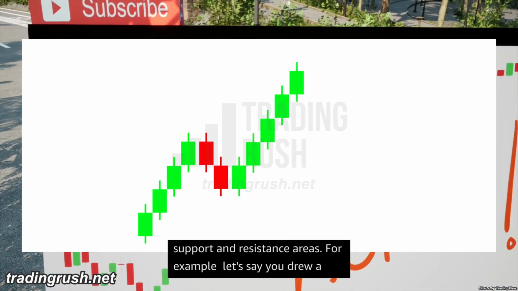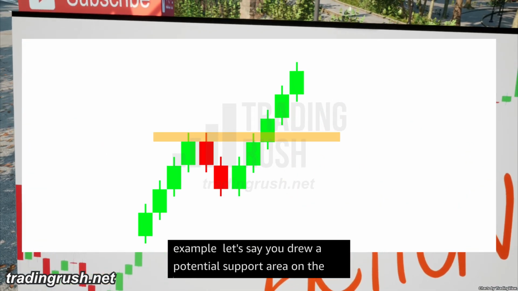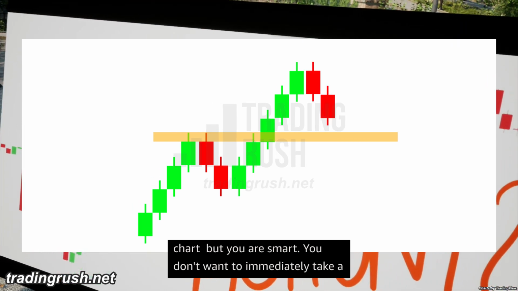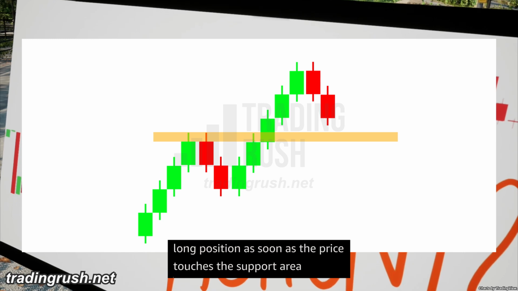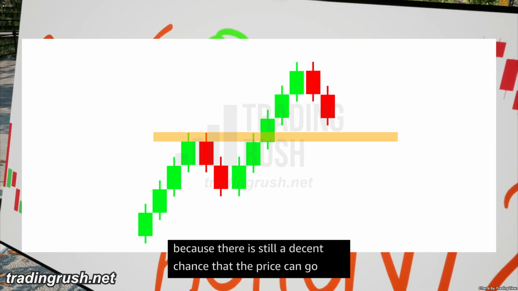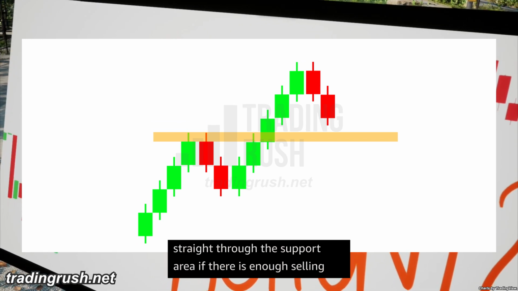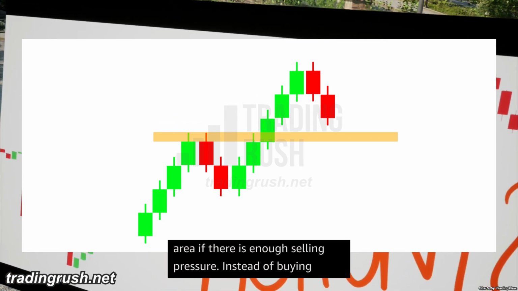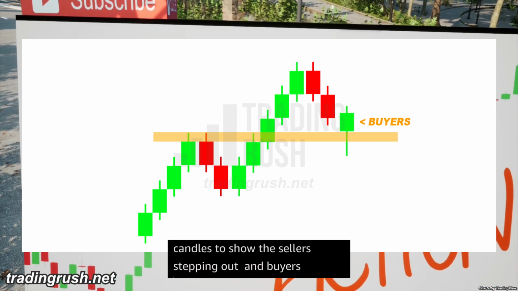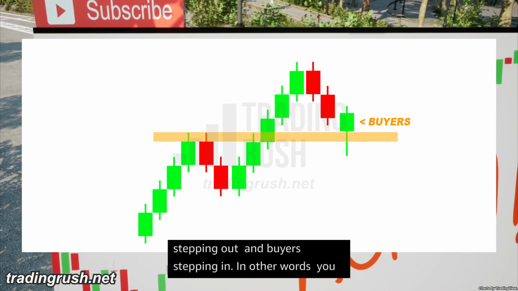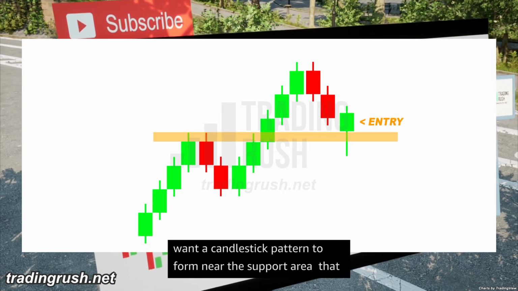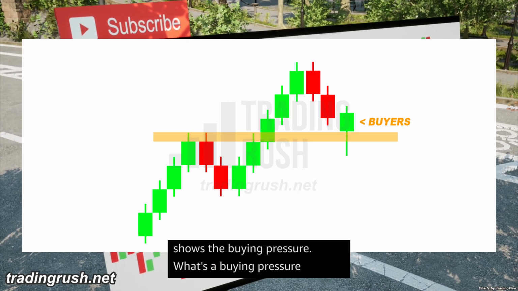For example, let's say you drew a potential support area on the chart, but you are smart. You don't want to immediately take a long position as soon as the price touches the support area, because there is still a decent chance that the price can go straight through the support area if there is enough selling pressure. Instead of buying immediately, you wait for the candles to show the sellers stepping out and buyers stepping in. In other words, you want a candlestick pattern to form near the support area that shows the buying pressure.